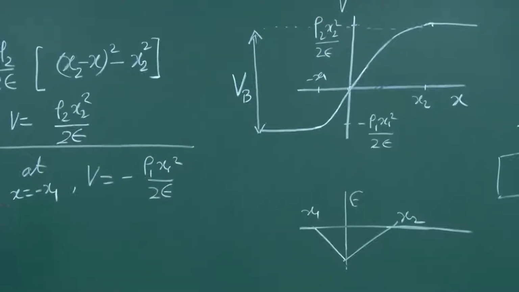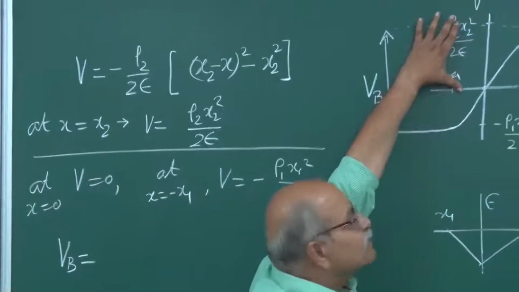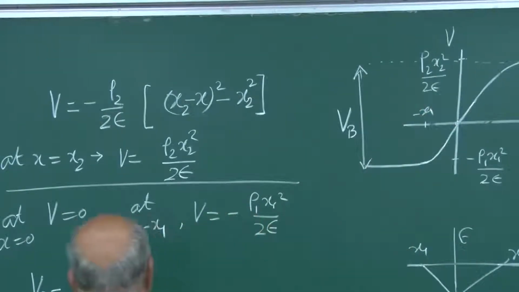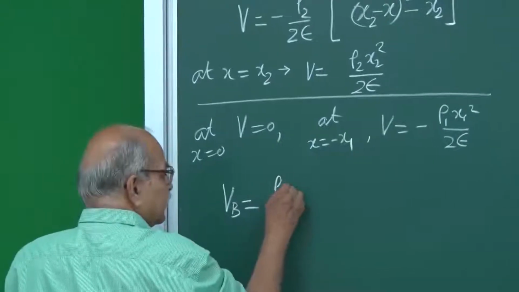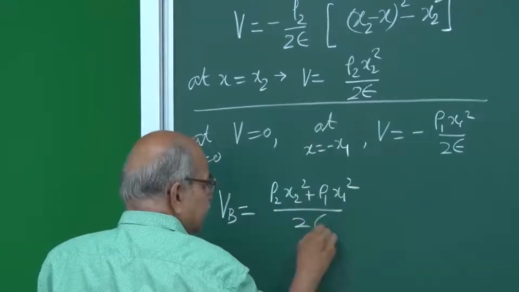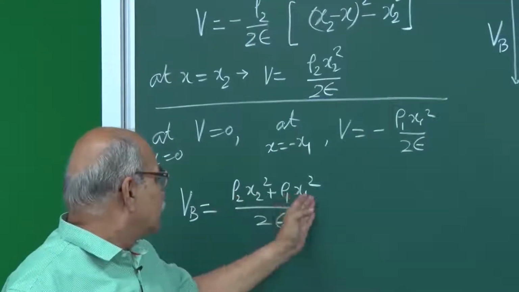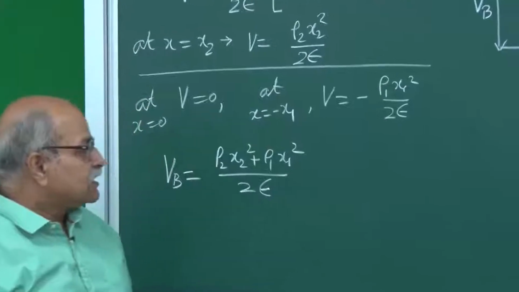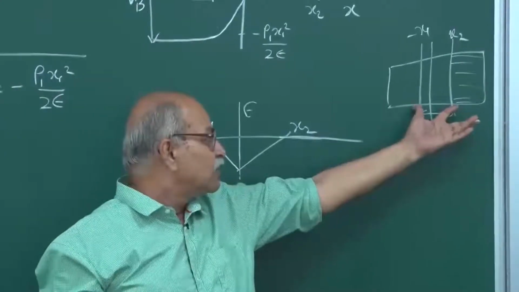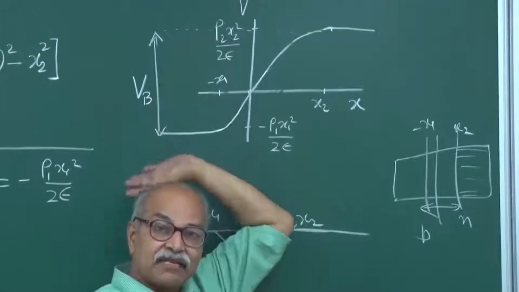So, how much is that VB? That VB will be this rho 2 x2 square by 2 epsilon plus this rho 1 x1 square by 2 epsilon. So, VB will be rho 2 x2 square plus rho 1 x1 square over 2 epsilon. That is the barrier. It is in terms of rho 1, rho 2, x1, x2. Let us try to write the width of the depletion region, the relation between that and this potential barrier that we have calculated.